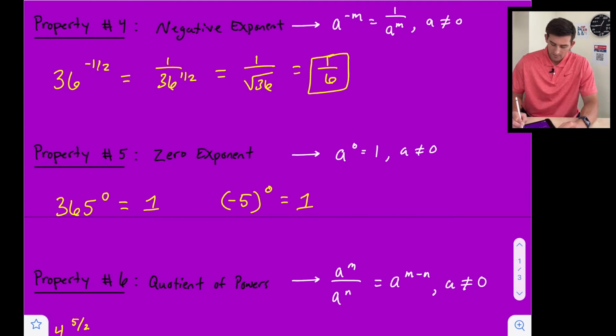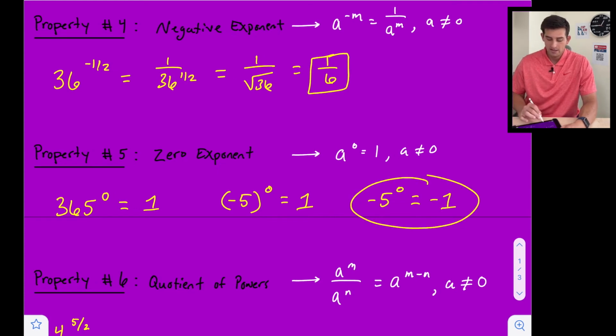But what if we had something written like this? Okay, now we don't have parentheses, so we actually read that a little bit differently, and that's going to affect our answer. This tells me I want to find the opposite of 5 to the 0. Well, anything to the 0 is 1, so 5 to the 0 is 1. What's the opposite of 1? It is actually -1. So this example right here is kind of the only time that we're going to get something other than 1, and that's just because we're not really taking the negative number to the 0 power. We're finding the opposite of the number that's being raised to the 0 power, and that's going to be -1.